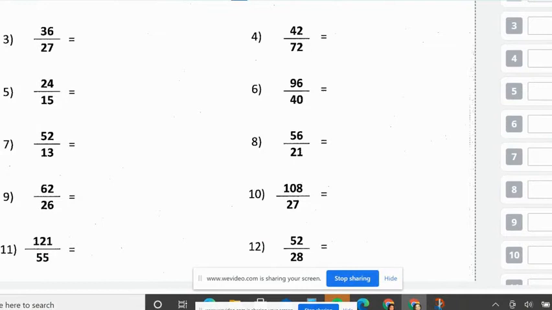So the last one was 52 over 28. 52 divided by 2, and 28 divided by 2. 28 cut in half. I know 30 divided by 2 is 15. So 28 divided by 2 is 16.